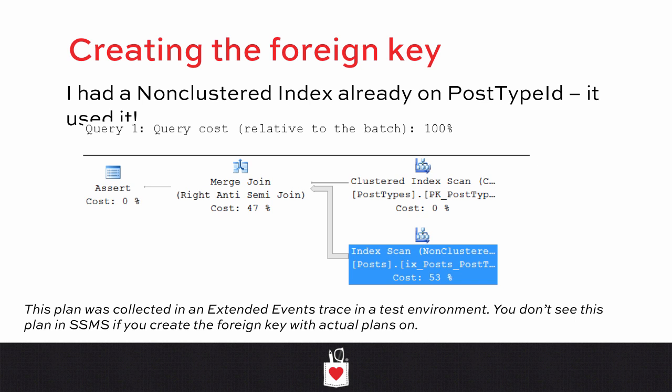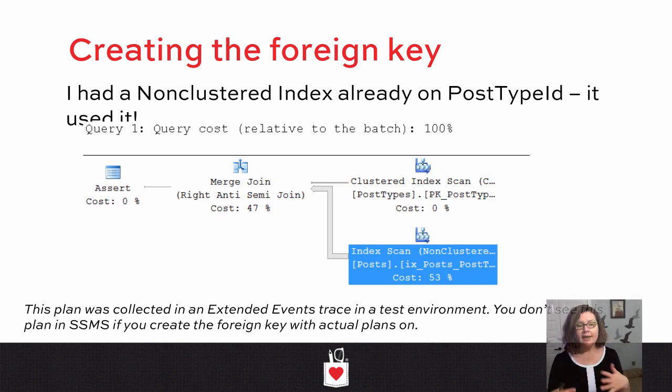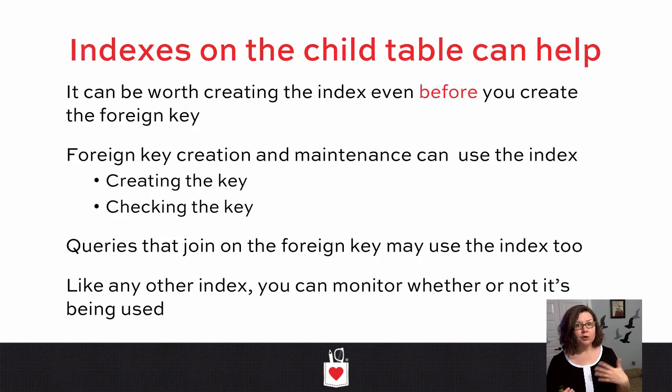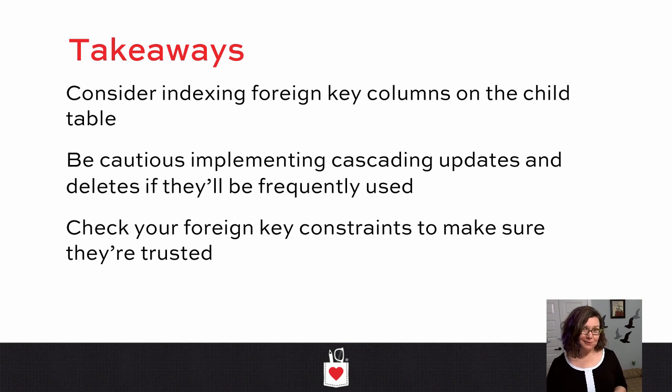So very, very cool. If I already knew that I wanted a non-clustered index to support queries that were going to say where PostTypeId equals something, or join on the child table, and I already knew I was going to index it, in terms of the order I would create things in, I'm better off creating the index before I create the foreign key, because the index not only helps me join between the two tables, it can also help me create the foreign key without having to scan quite as much data. So it can be beneficial, absolutely, to create indexes on that. Like any index, you can check and see, are queries using this? Is the SQL Server optimizer finding it useful?